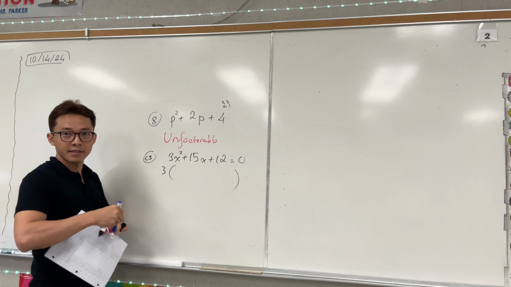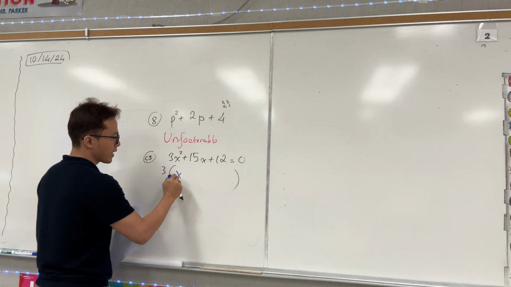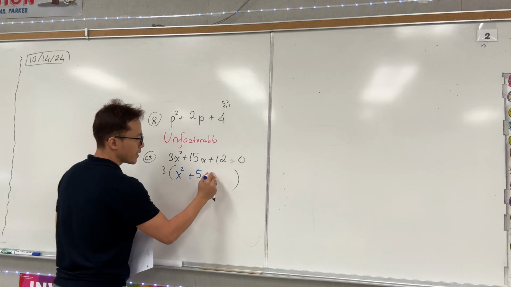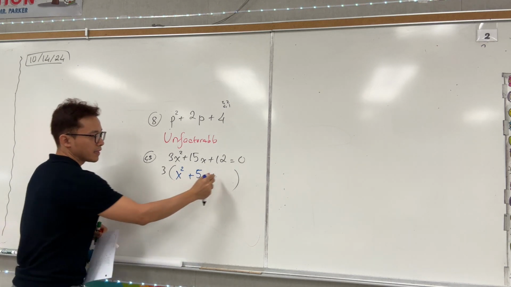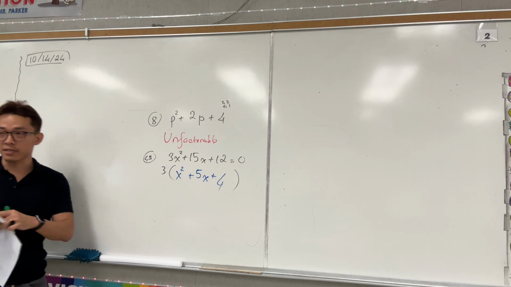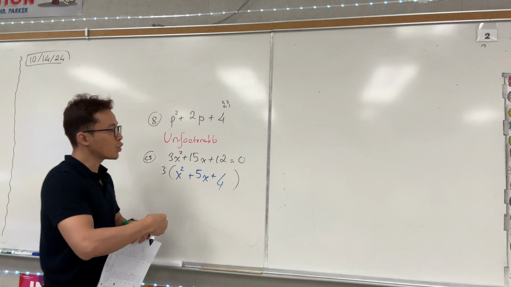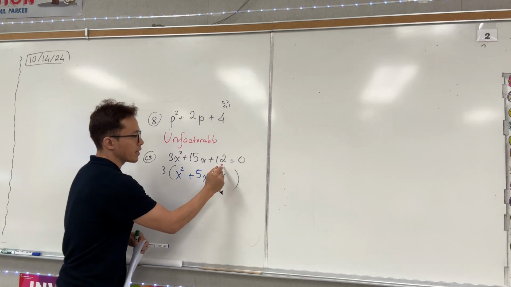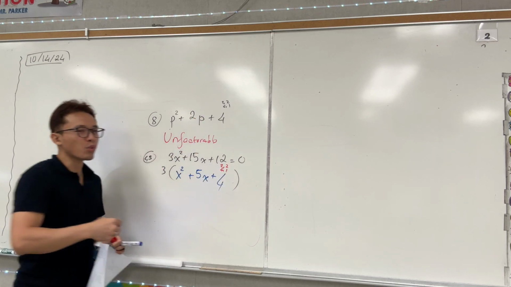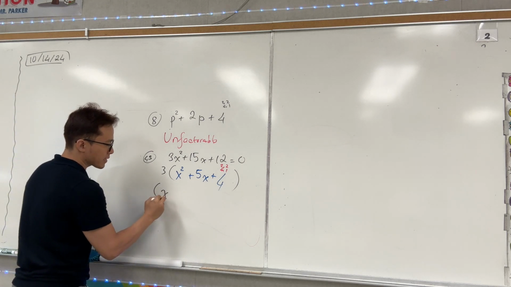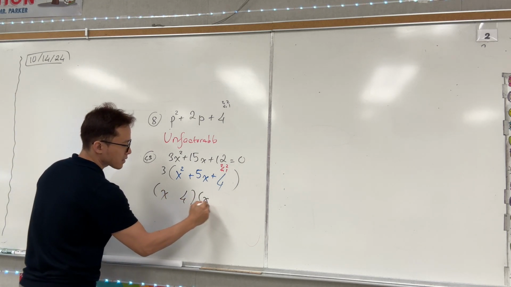X squared plus 5x. Very good. Plus 4. And now you can start using the method we did before. Finding combination. Two numbers multiplied to 4. Oh, similar to here. 2, 2, 1, 4. Which one is going to give you 5? 1 and 4, right? Okay, so x plus 4, x plus 1.